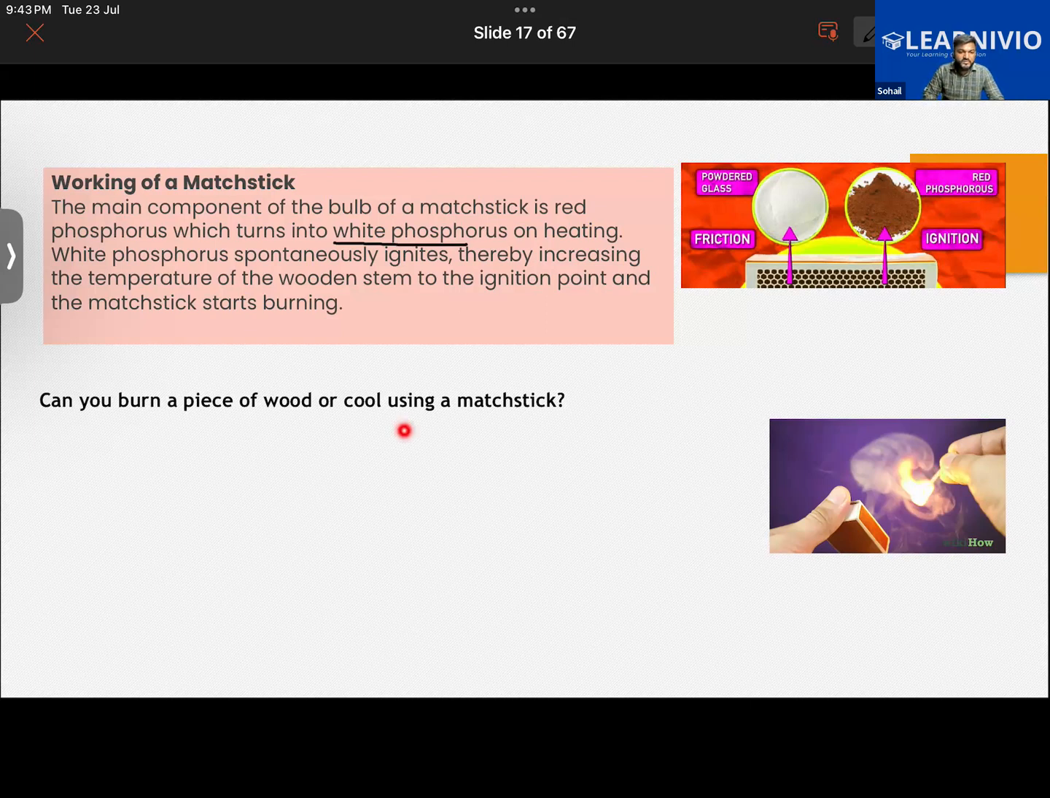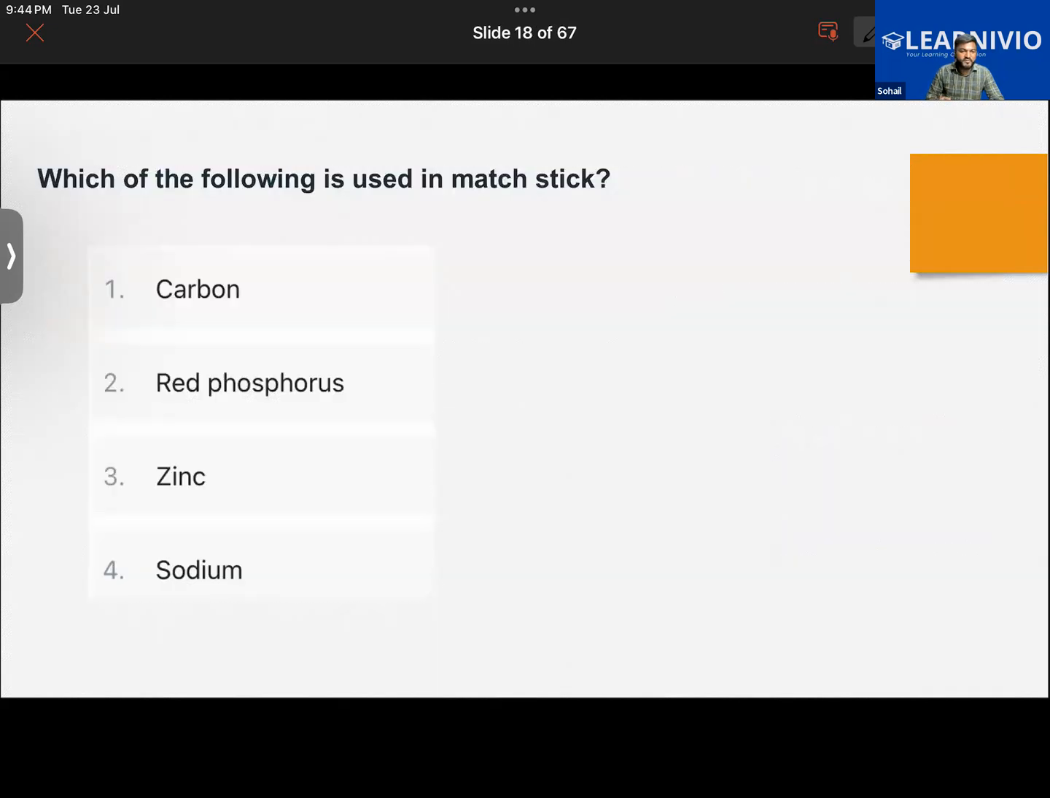Also, we did learn this question, that by using a piece of matchstick you won't be able to burn a piece of wood, but you would be able to burn a piece of paper, because one matchstick will not produce a sufficient temperature to burn a piece of wood. Thereby, you have to use paper, straw, and other materials to burn wood.